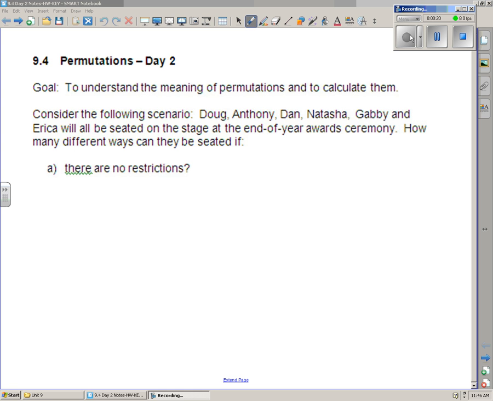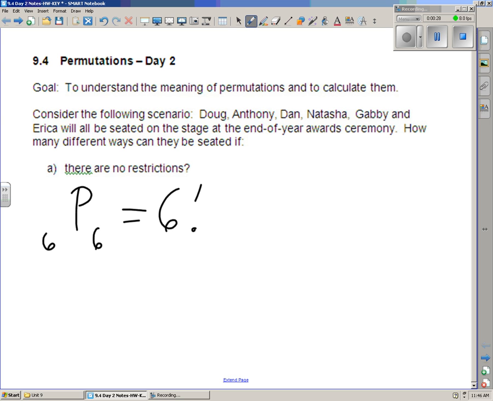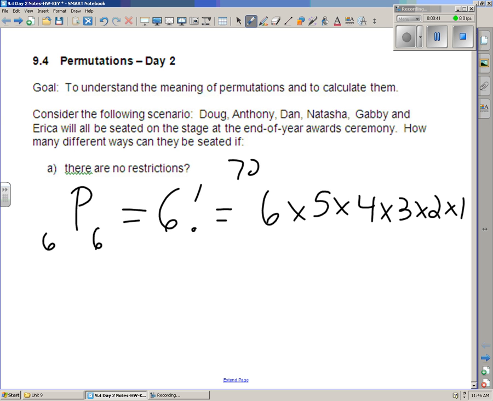First, there are no restrictions. So that basically means that I've got a permutation because order matters. I've got 6 students, all 6 are sitting. That's the same thing as 6 factorial, which is 6 times 5 times 4 times 3 times 2 times 1. So the answer here is going to end up being 720 ways.